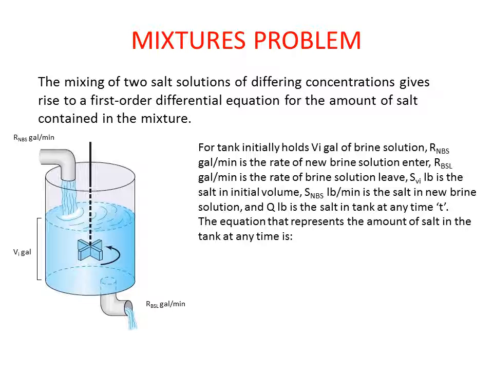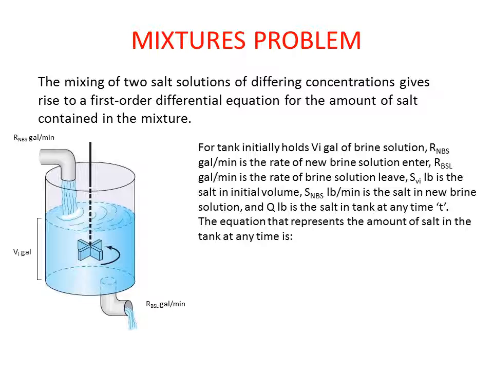At the same time, there is a source from which the water or the mixing salt solution leaves the tank. That rate is denoted by RBSL. Capital R represents the rate and BSL, brine solution leave the tank, right? At this place the brine solution leaves with the rate R and the unit is gallon per minute.